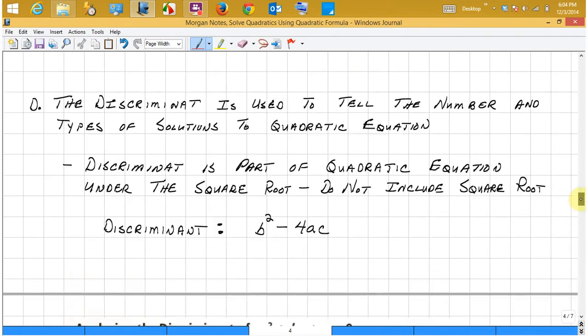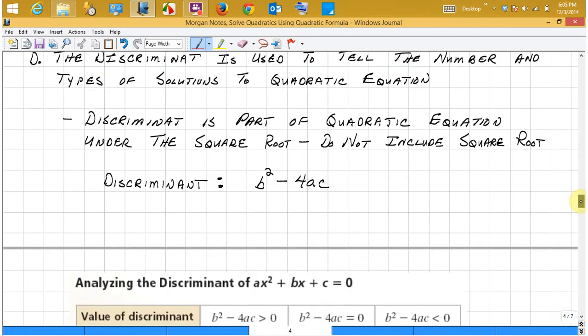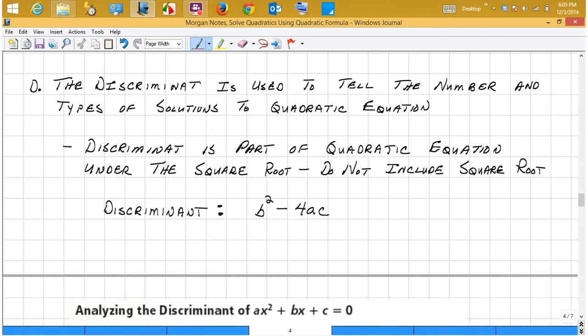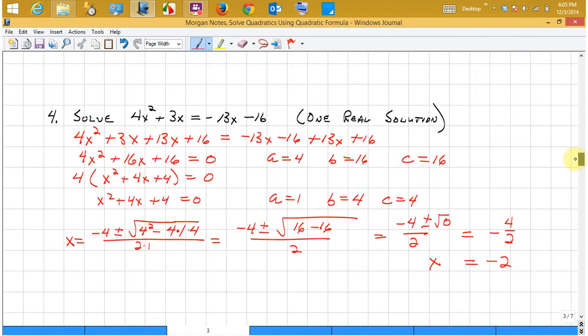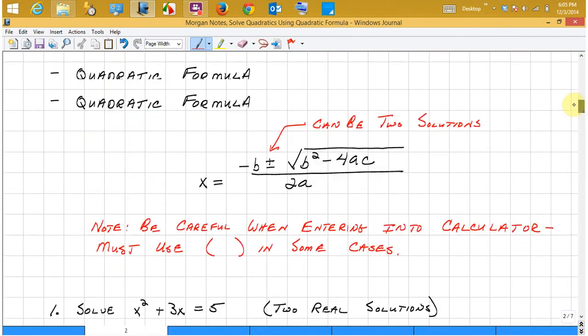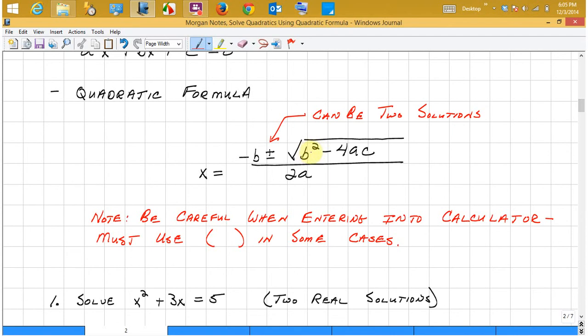Okay, let's go down to another topic. This is something called the discriminant. And the discriminant is a portion of the quadratic formula. And all we use the discriminant for is to determine the number and types of solutions that we're going to have. Okay, so let's take a look at that. The actual discriminant is the part of the quadratic formula that is under the square root. So let's go back up real quick to the quadratic formula.